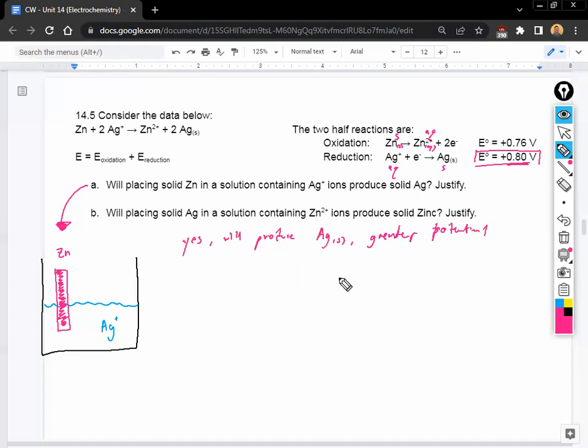Okay, so something like that, probably better articulated than I did, but that's going to be the answer to A. But if we look at the reverse reaction, if we had solid silver and aqueous zinc, it's not going to work out that way. The reason is that if we flip this reaction, it's going to be aqueous zinc going to solid zinc, and it's going to have a smaller value than the other way around. And so the answer to B will be no, with basically the same reasoning. You just need to look at the potentials.